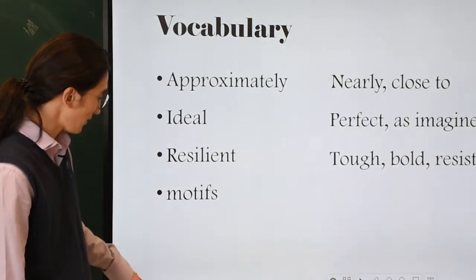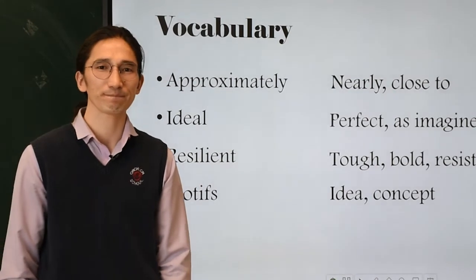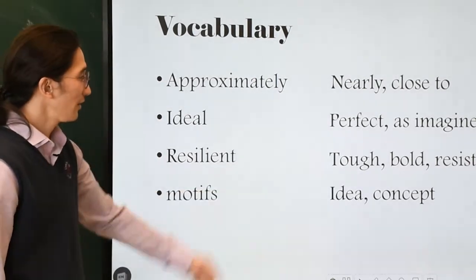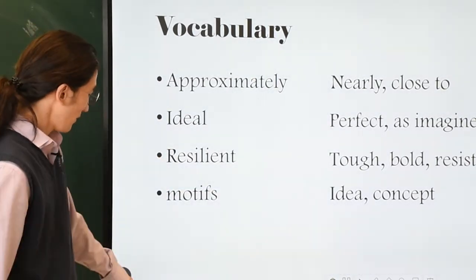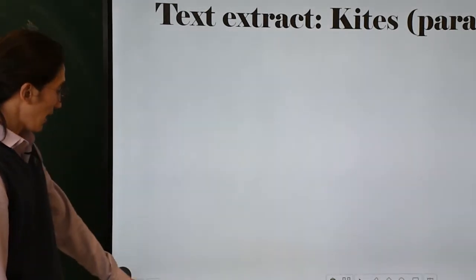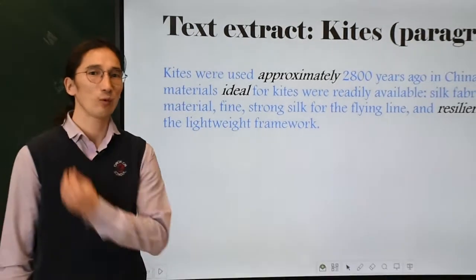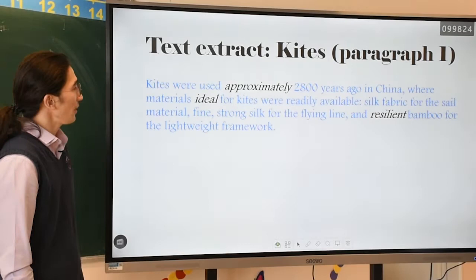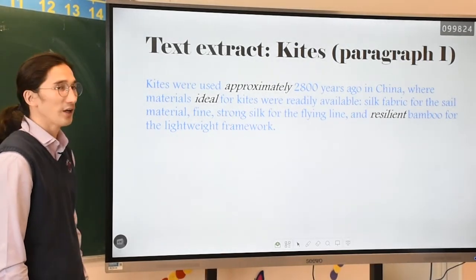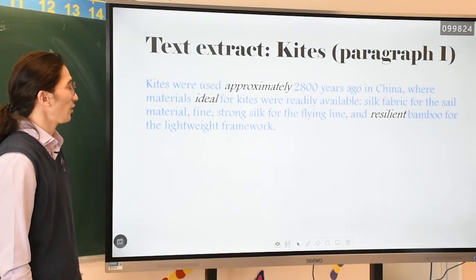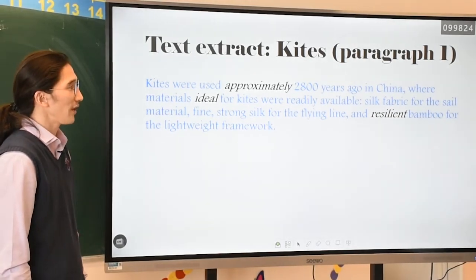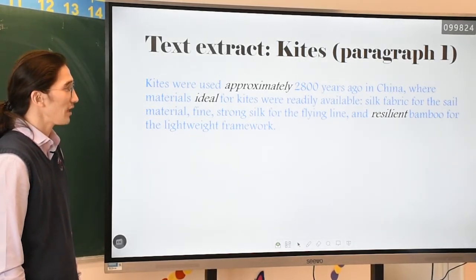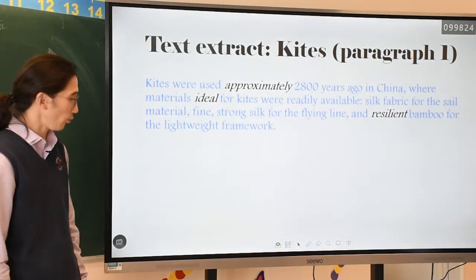Motives, okay, it means a concept or an idea. Hope you know one of the band names, Motives, right? So that means idea. Okay, now let's start reading paragraph 1. It's the introduction part of the text. Kites were used approximately 2,800 years ago in China, where materials ideal for kites were readily available. Silk fabric for the sail material, fine, strong silk for the flying line, and the resilient bamboo for the lightweight framework.